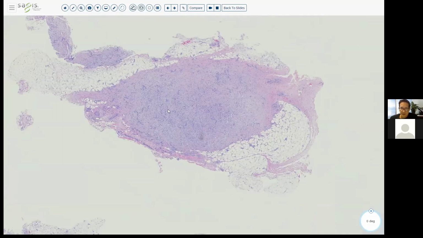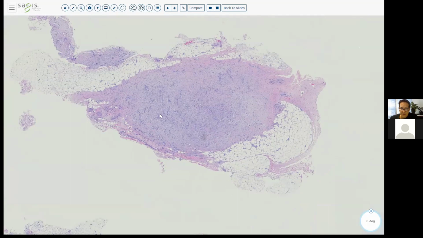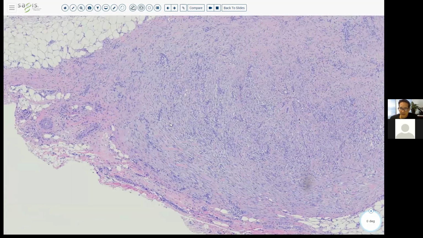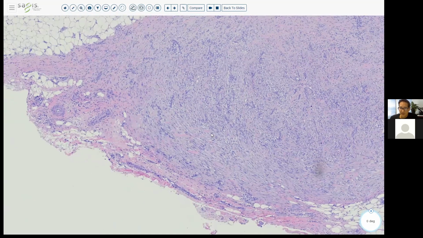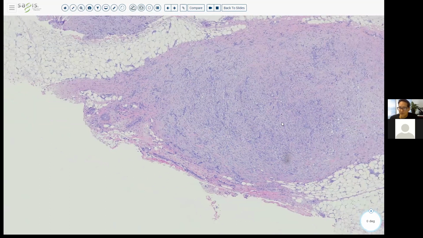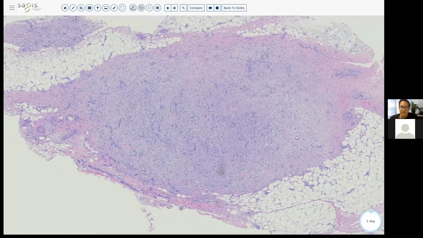If you're wondering what all these little tiny slit-like areas are, those are just blood vessels within the lesion. But again, you see this thickened collagen, so it is like a fibrous fibrohistiocytic lesion.